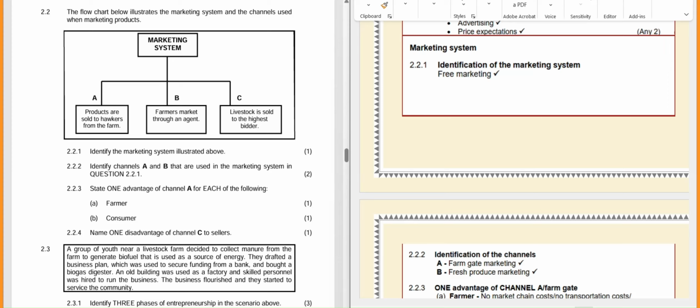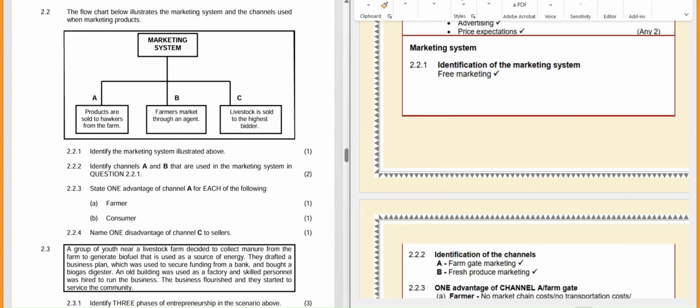A, products are sold to hawkers from the farm. From the farm. So this one can match with farm gate marketing, because farm gate marketing is a free marketing channel where the farmer sells produce at the point of production, at the farm. And that's the farm gate.